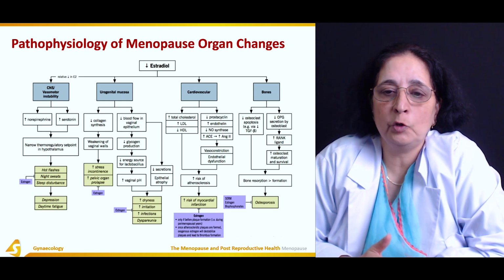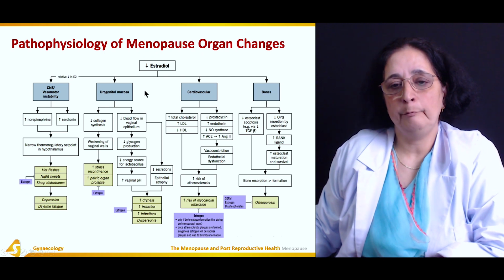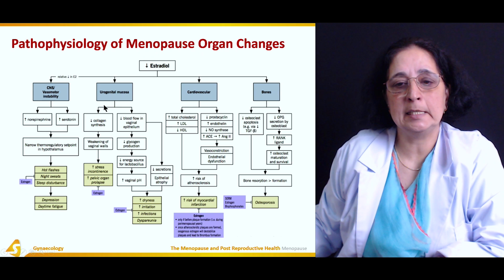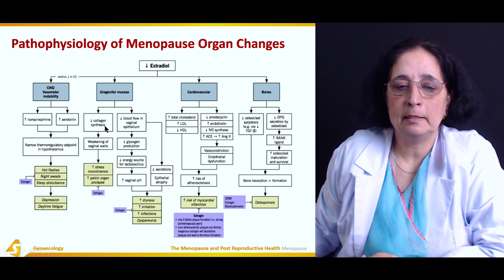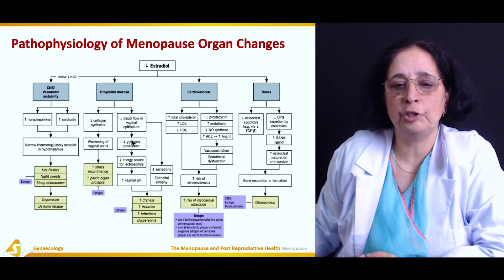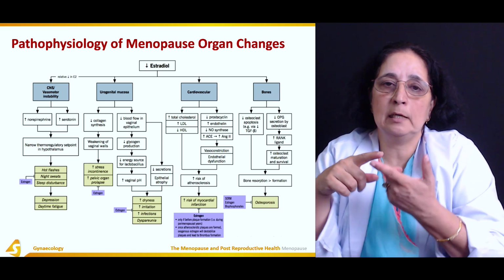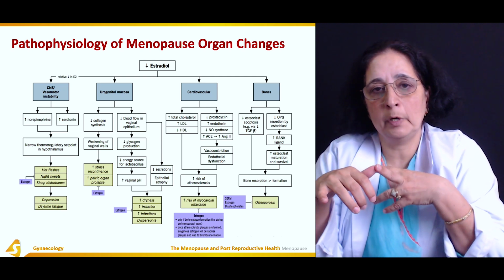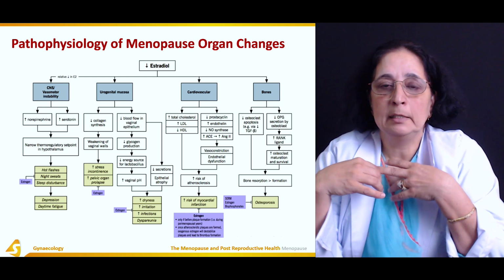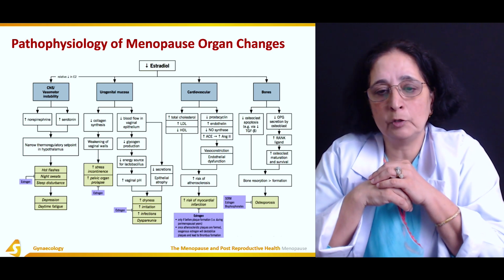Then the other is the urogenital mucosa. Decreased level of estrogen also affects the mucosal lining of the urogenital system. These effects are mainly due to a decrease in the synthesis of collagen and decreased vaginal blood flow in the vaginal epithelium. So there are mainly two effects of decreased estrogen: decreased collagen synthesis and decreased blood flow in the vaginal epithelium. This leads to weakening of the vaginal wall and decreased glycogen production.